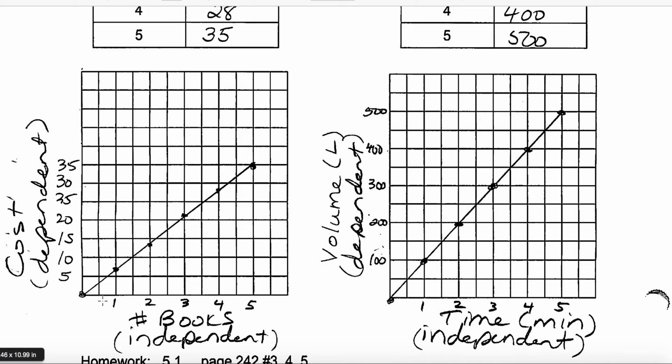So when I plot my points after one book, it's going to cost $7. 2 books is $14, and I'm just doing my best to get the points in the right spot. This is a linear relationship because every single number of books goes up by $7. When I look at this point here, if I took 35 and divided it by 5 books, I get 7. So these are $7 for every book. On the right here, I'm going to plot my points 100, 200, 300, 400, all the way up. But after 1 minute, if I take 100 divided by 1, I get 100. If I take 500 and divide it by 5, I get 100. And 100 is the constant of variation, or the slope of the line.